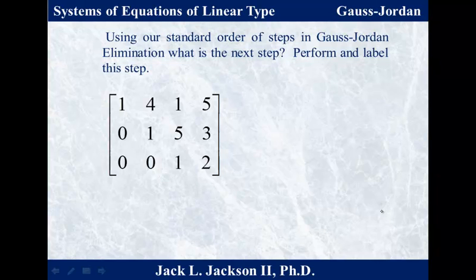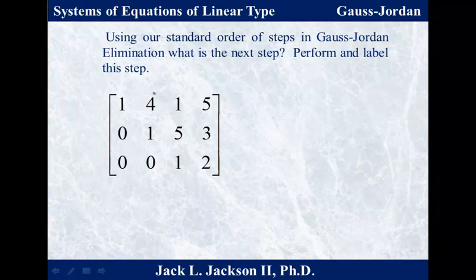Alright, let's do another one. What's next? Well, let's see. We got a 1 here. 0's below. Done. Down the diagonal, 1. 0's below. Done. Down the diagonal, 1. Nothing below it. Next step, go back and turn these 3 guys into zeros.